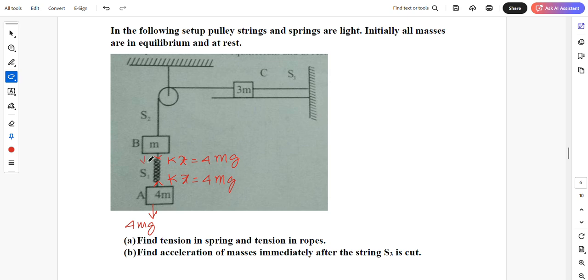Write the weight here also like this, 4 mg, and here will be mg plus 4 mg. How much is the tension? Tension will be 5 mg. Same tension will be there here, 5 mg. Okay, there is no force because of this one. There is no weight, because weight and normal reaction get cancelled. It is not hanging. Neither is it the driving force nor the resisting force. Now tension will be 5 mg here.